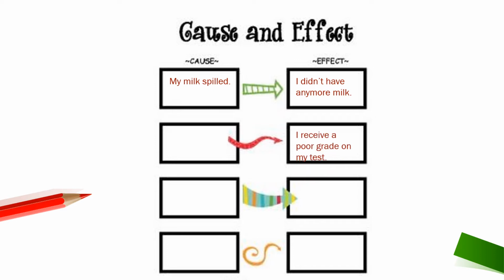The effect is, this is therefore what happened, I received a poor grade on my test. So now you have to come up with the cause. Why do you think I may have received a poor grade on my test? What might the reason be? I didn't study for the test, so therefore I received a poor grade on my test.